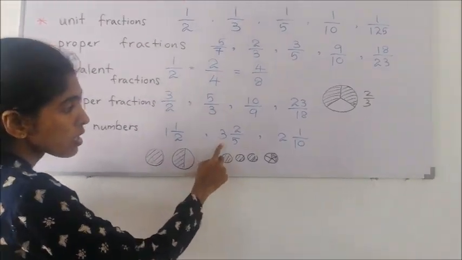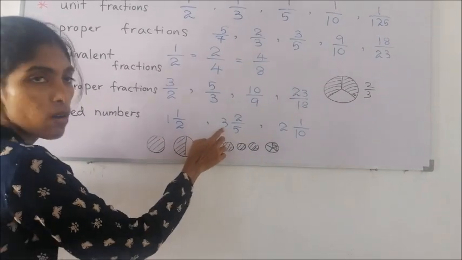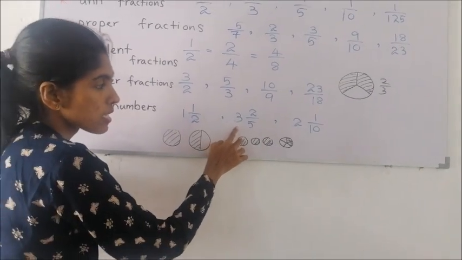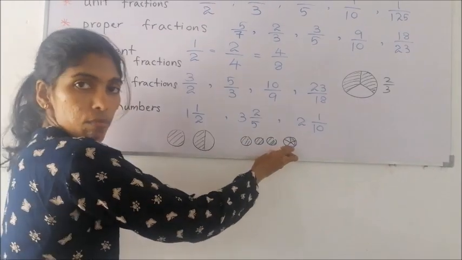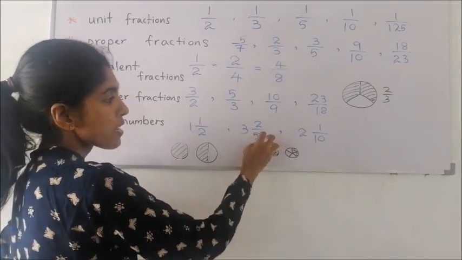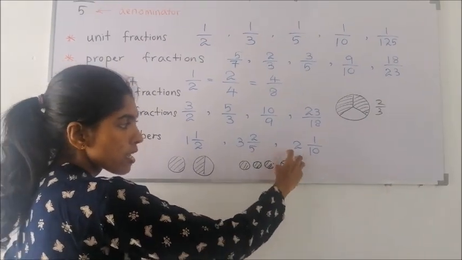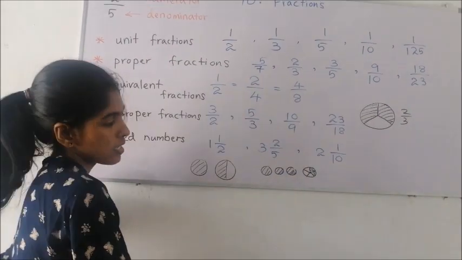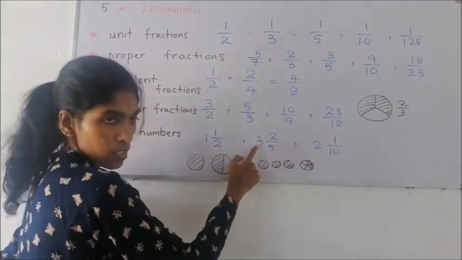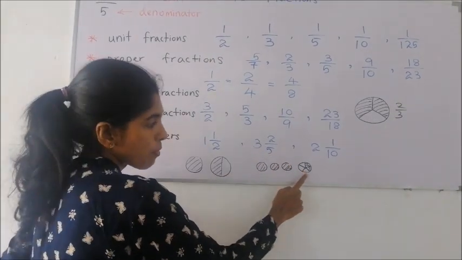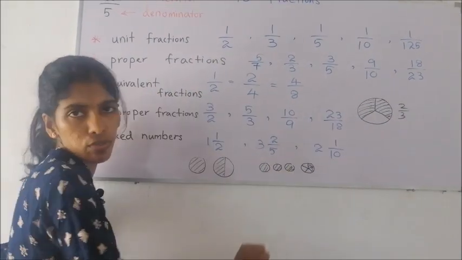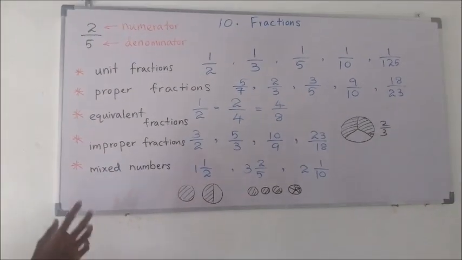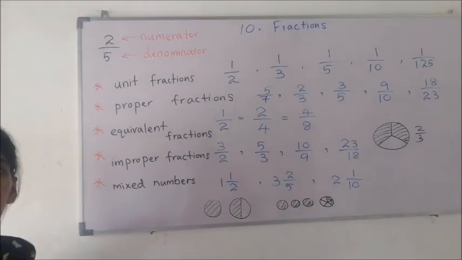In the same way, 3 2/5. 3 units can be seen there. That means 3 cakes are represented fully. Another cake I am taking here and cutting it into 5 equal pieces and shading 2 parts. These 3 represent the whole number 3, and from here we can represent 2/5. This is how we represent mixed numbers using a diagram.